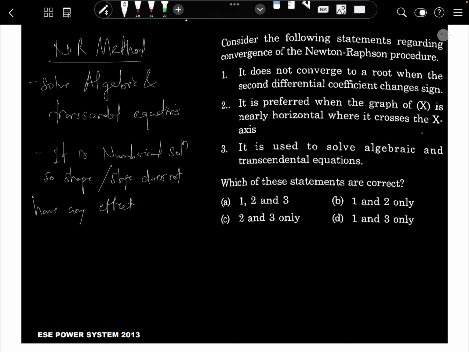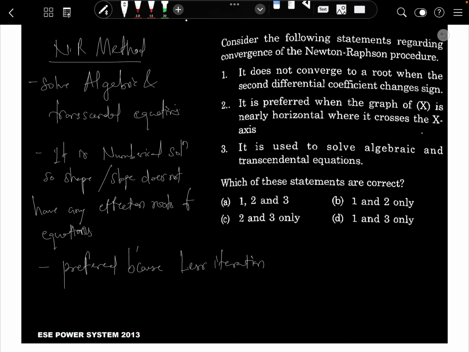effect on the roots of equations computed by this NR method, and it is preferred because of fewer iterations. Now check the lines one by one.